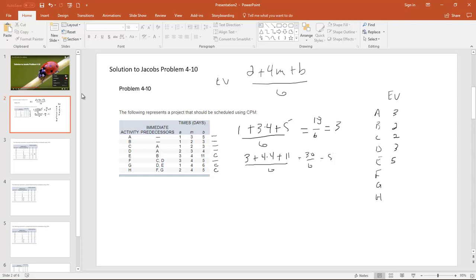That's E. Did I point to the right one? E. Okay, so we had symmetry for activity F, so 4 is right between 3 and 5. The average is going to be 4. G, we did not have symmetry. We have to calculate that.